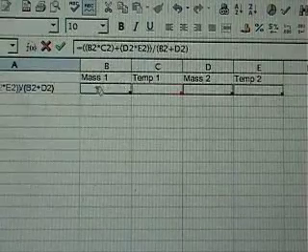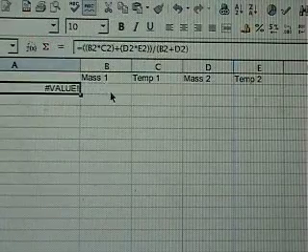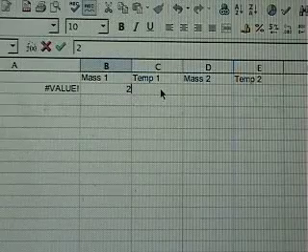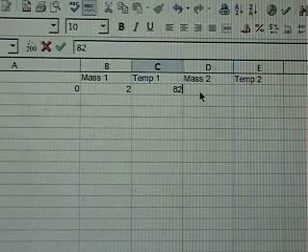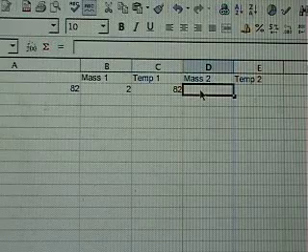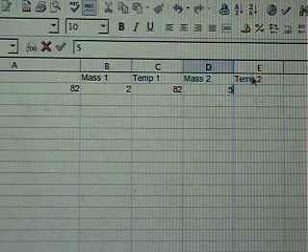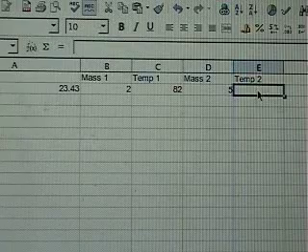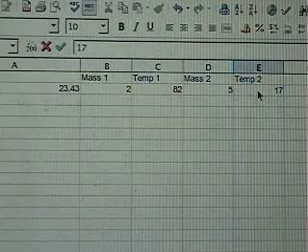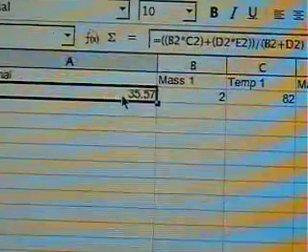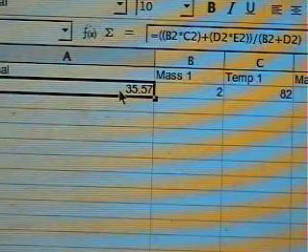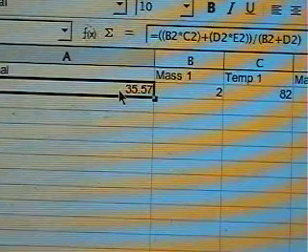And now when we put the values in, remember that we had 2 liters, that's 2 kilograms, of 82 degree water by the time we got to it, and we had 5 liters, which is 5 kilograms, of 17 degree water, which is the way it came out of the tap. And when we hit return, we see that what we should have gotten was 35.5 degree water.